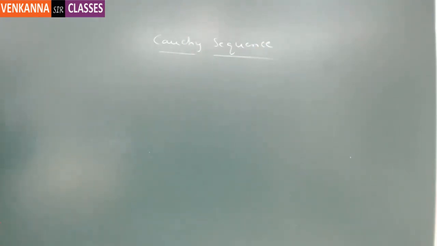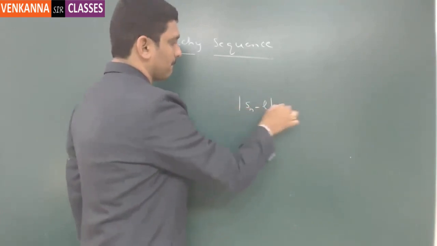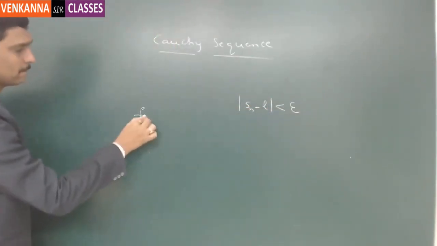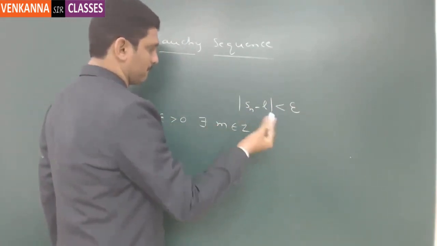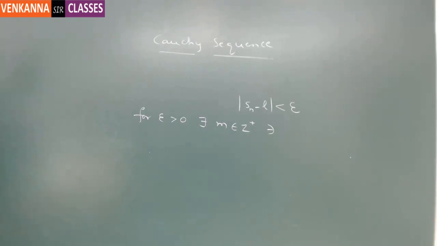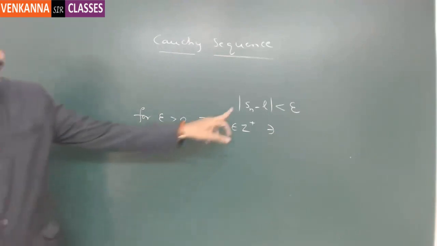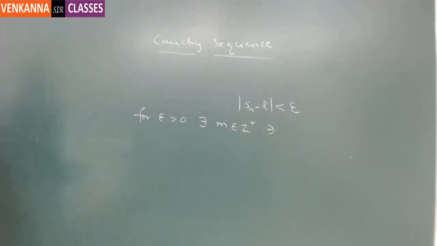Just recall the definition of limit. In the definition of limit, what you are saying is, for epsilon greater than 0, you can find a term number m such that the sequence is becoming equal to L within a variation of epsilon. This is the limit of a sequence, right?